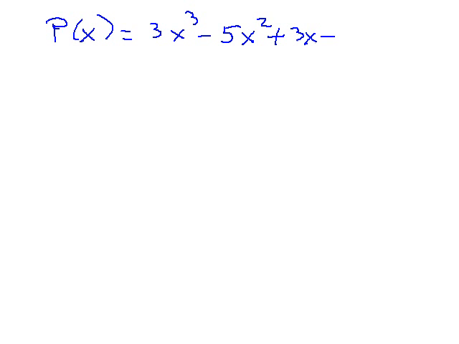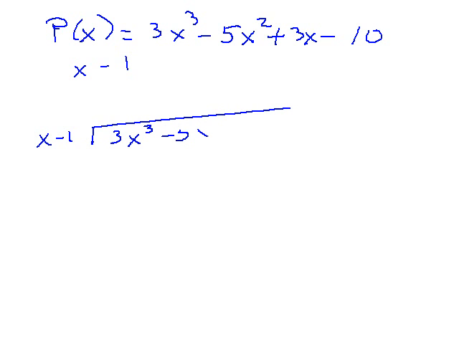Here's another example, just in case you need a review on polynomial division. We'll use 3x cubed minus 5x squared plus 3x, maybe minus 10. And I'm going to divide by x minus 1. So I put the x minus 1 here, and I divide. Here's 3x cubed minus 5x squared plus 3x minus 10.